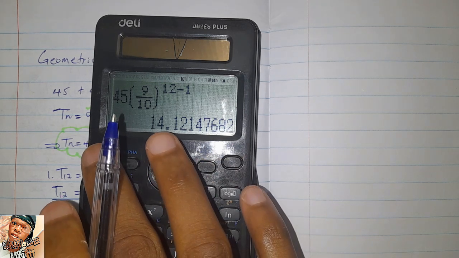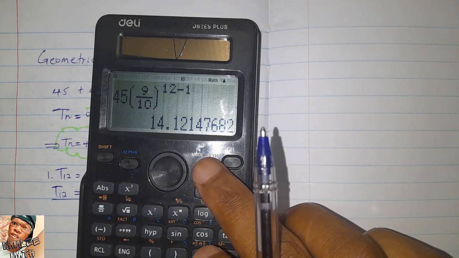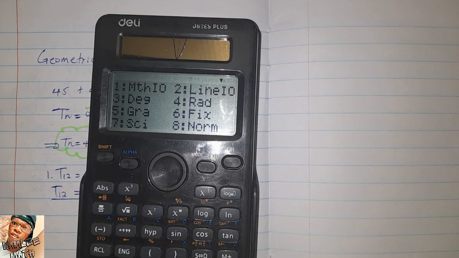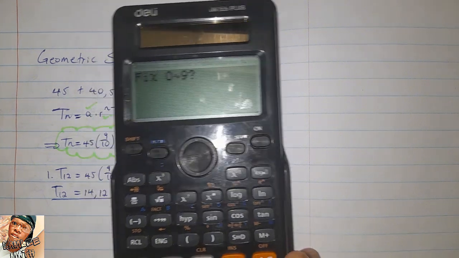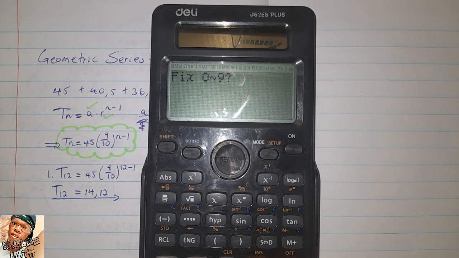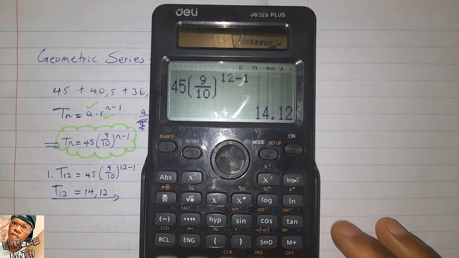So you're going to press shift and then go to mode. That's the setup. You're going to have a menu of 8 options. You press number 6, and then depending on how many decimal places the question requires you to convert your answer to, you just press that number. If it is 3 decimal places, you press 3. If it is 2, 2. If it is 5, 5, and so on. In this case it is 2 decimal places, so I'm going to press 2. So the answer is going to be corrected to 2 decimal places automatically. You get that? If you didn't understand the whole process, please pause the video, make it slower, or rewatch it, because I'm not going to repeat it.